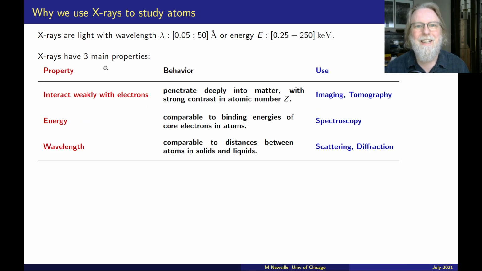X-rays are just light, but they have three separate and remarkable properties, not all unrelated, but remarkable nonetheless. First, they interact weakly with electrons. That is, they can penetrate deeply into matter with a strong contrast in atomic number. This makes them useful for imaging and for tomography methods. X-rays also have energies that are comparable to the binding energies of the core electrons in atoms, and that makes them very useful for spectroscopic studies, which will be the focus of most of this series.